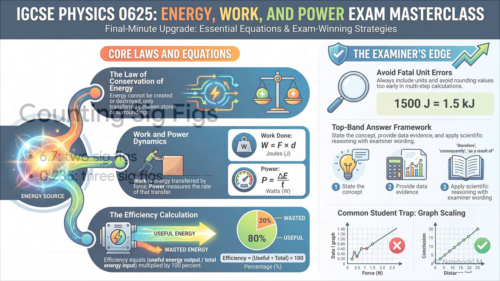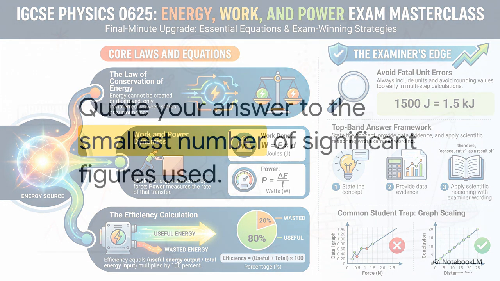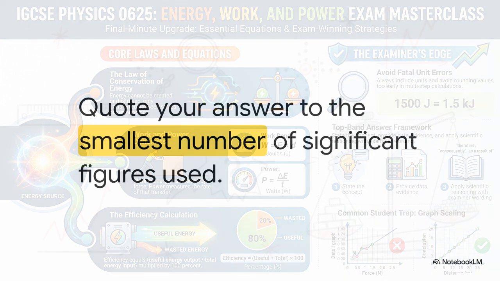That has 3 significant figures, with the 2 being the most significant and the 5 being the least significant. Now, for the absolute golden rule. If you only remember one thing today, make it this. Quote your answer to the smallest number of significant figures used in your calculation. I'm going to hammer this home, guys. Your final answer cannot physically be more precise than your least precise piece of raw data.